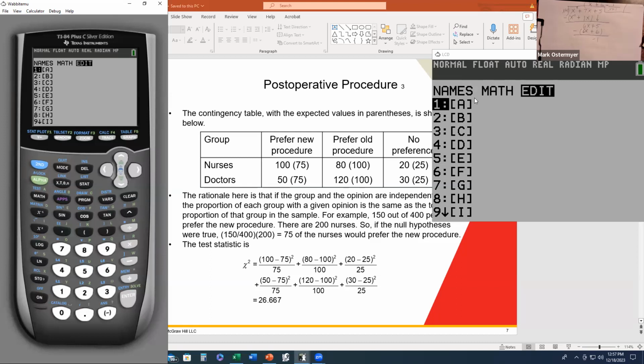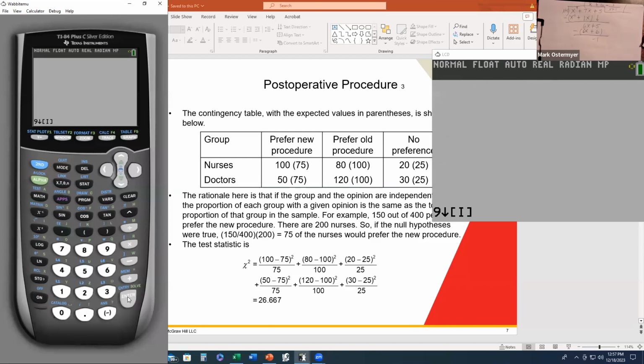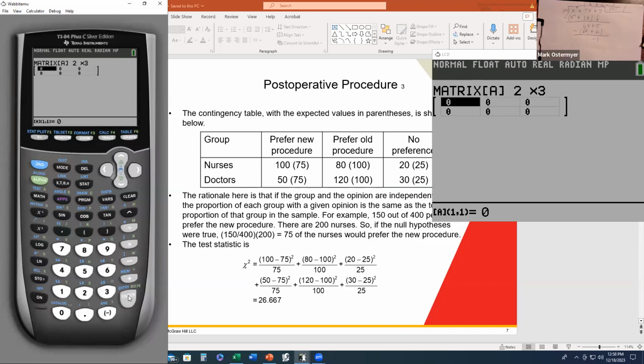All right, anyways, let's go into matrix A. We select edit, matrix A, hit enter. And now we need to configure how many rows by how many columns this matrix is to have. It's to be a 2x3 matrix. So 2 rows, enter, by 3 columns, enter. And notice your calculator allows for that to happen.